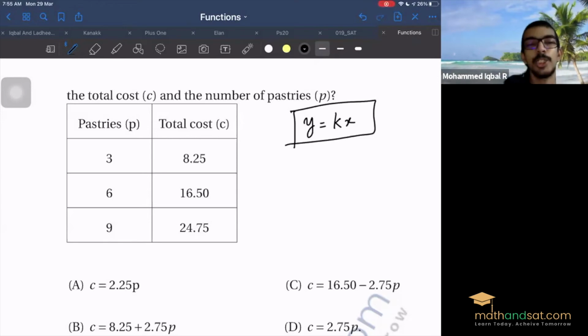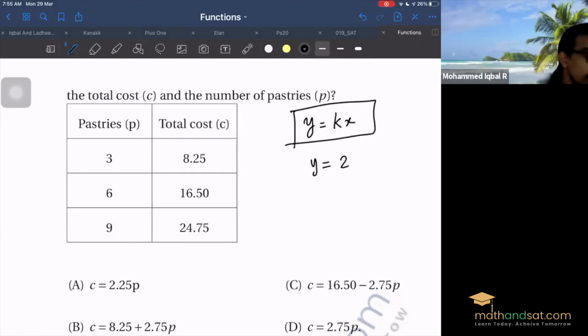So in our chocolate problem, the k value was 2. The constant of proportion was 2. Why? Because for every chocolate, it costs $2. So one chocolate, when x is equal to 1, your y value is 2. When x is equal to 2, your y value is 4, and so on.